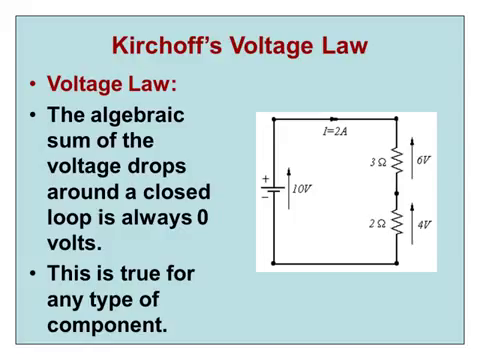And we've talked about Kirchhoff's voltage law, that the algebraic sum of the voltage drops around a closed loop is always 0 volts. This is always true, no matter what the components are. In our case, we're talking only about resistors, but next semester we'll be talking about some other kinds of components.